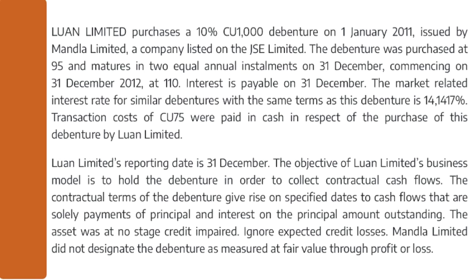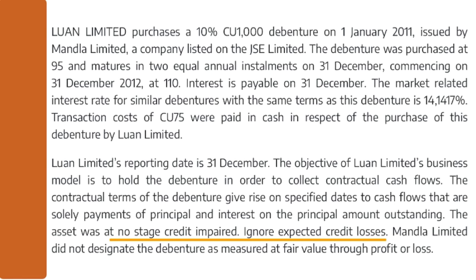We continue and they say the asset was at no stage credit impaired. Ignore expected credit losses. We do not do impairment of financial assets on second year level, so this will always be true. It was at no stage credit impaired and you can ignore expected credit losses.